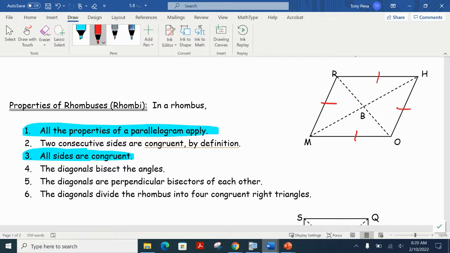Here is a now unique property that we want to understand. The diagonals now bisect not just each other. That's still going to be true. They also bisect the angles. So what that means is if I look at this diagonal right here, this angle, that means like if this is a 40-degree angle, this is also a 40-degree angle. The diagonals cut your angles right in half.